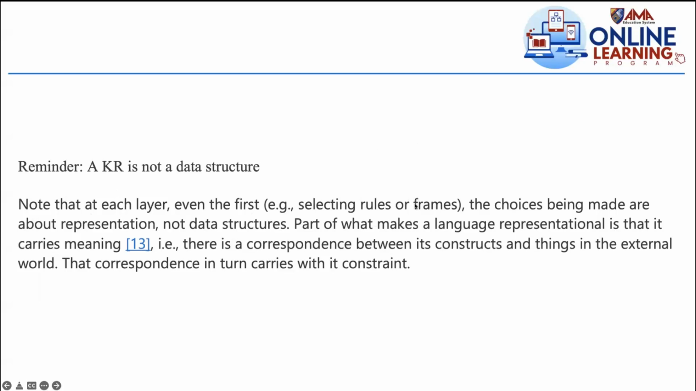Because representation has meaning, as mentioned here. Part of what makes a language representation is that it carries meaning. There is a correspondence between its constructs and things in the external world. The knowledge representation has a meaning, unlike the data structure. That correspondence in turn carries with it a constraint. So there is like a limitation. And the meaning there is connected to the external world that we associate to that correspondence.